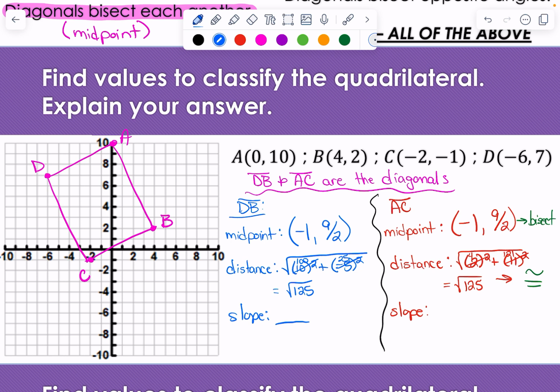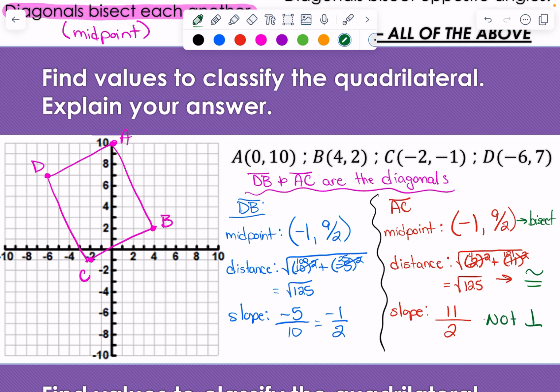So then the next thing I want to do is the slope. Remember, to do the slope, we take y minus y over x minus x. So to find the slope of DB, I'm going to go 2 minus 7 is -5. 4 minus a -6 is 10, which simplifies to a -1/2. Now I come back and I try the slope of AC. So I'm going to go 10 minus a -1, that's 11. 0 minus -2, which is 2. And those are not negative reciprocals. So what that tells me is they are not perpendicular.